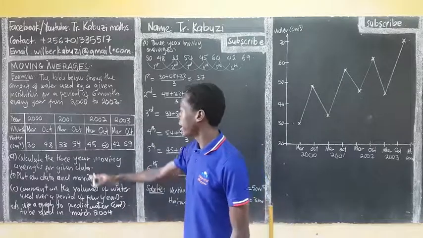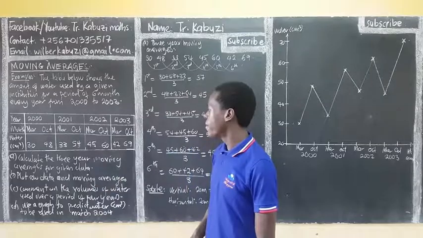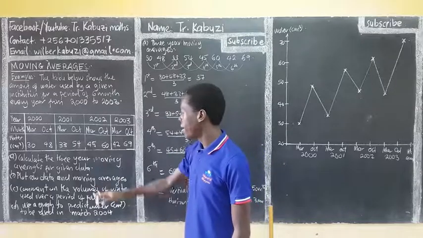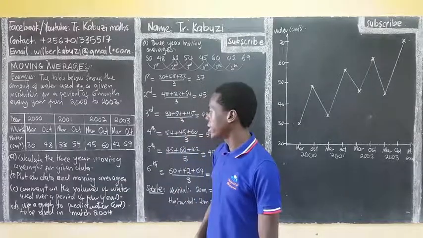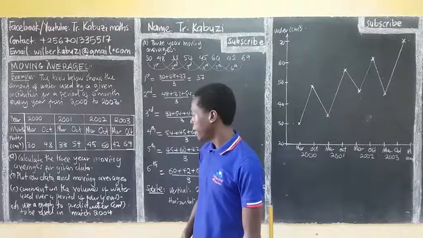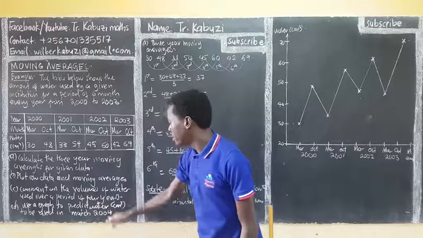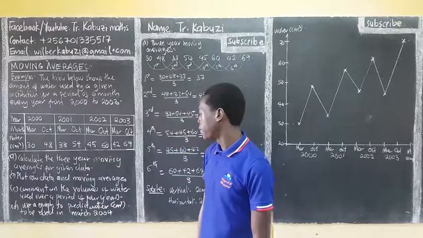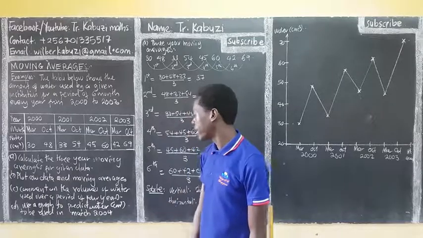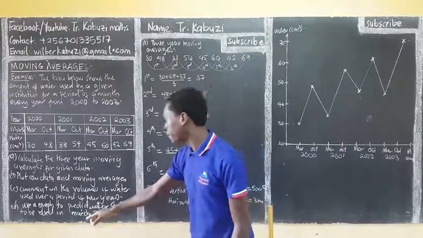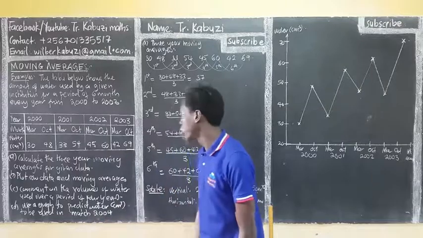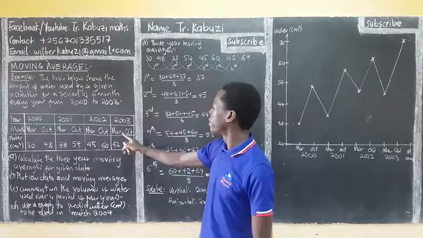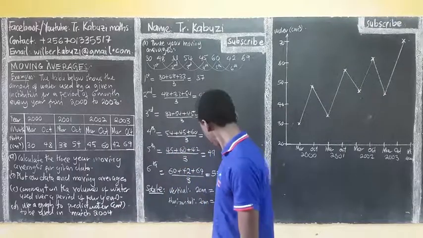The questions are here. Calculate the 3-year moving average for the given data, plot the raw data and the moving average. Then comment on the volume of water used in a period of 4 years. Use the graph to predict, in cubic centimeters, the water to be used in March 2004. You see from here, it shall go to 2004.